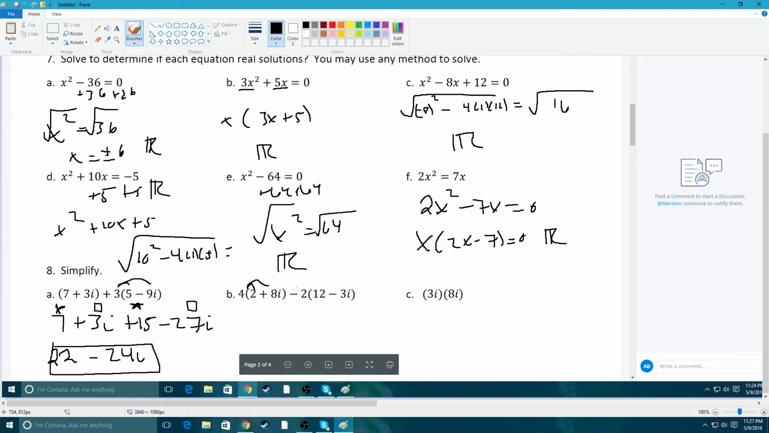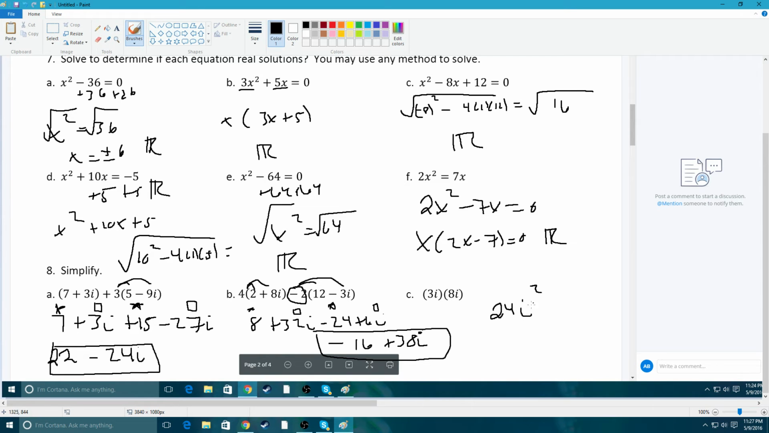Distribute both of them. Don't forget to distribute the whole thing, the negative as well. So this is 8 plus 32i minus 24 plus 6i. Again, you have to add like terms. So 8 minus 24 is negative 16. 32i plus 6i is plus 38i. And for this one, 3 times 8, that's 24. I times I, that's I squared. And we all know that I squared is equal to negative 1. So negative 24 is our answer.